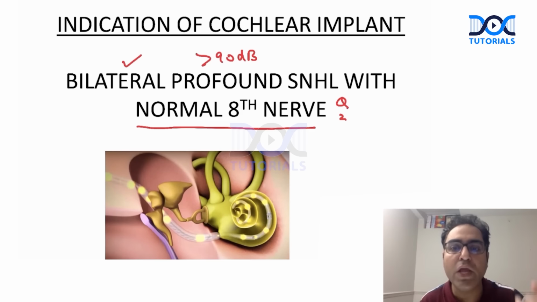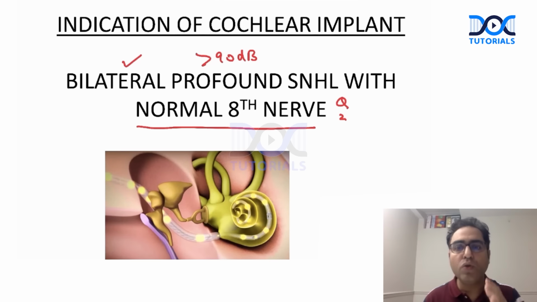electrical stimulation of the cochlear nerve endings. So before doing this implant, you must prove that 8th nerve is normal. So do an MRI to see 8th nerve functional and anatomical integrity over there. So what is the indication of cochlear implant? Bilateral profound SNHL with normal 8th nerve.